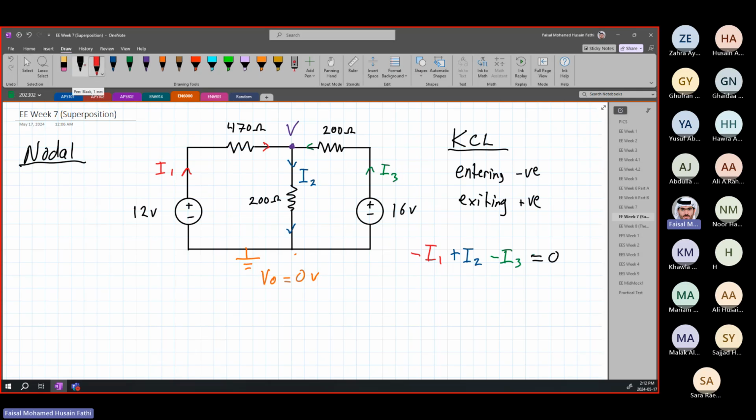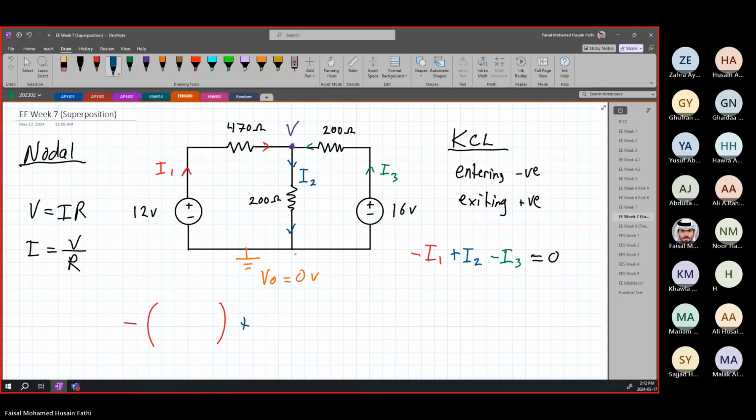And then what did we do? We just used our basic V equals IR equation. In other words, I is equal to V over R for each specific current. So we can substitute back into the KCL equation. We had minus I1, then plus I2, then minus I3, equal to 0.